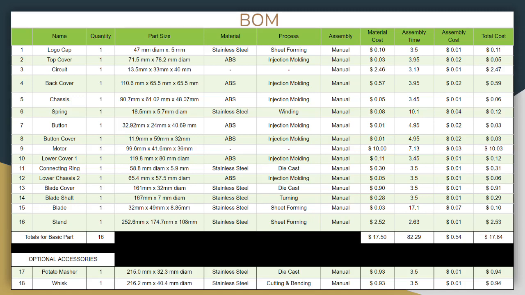The assembly process for this product is more conducive to manual assembly and is based on the first assembly process. The cost assumes a $15 per hour wage for the workers manufacturing the product, and the total cost arrives at $17.84. This is in line with a typical product in this segment, which retails for about $40 to $50.